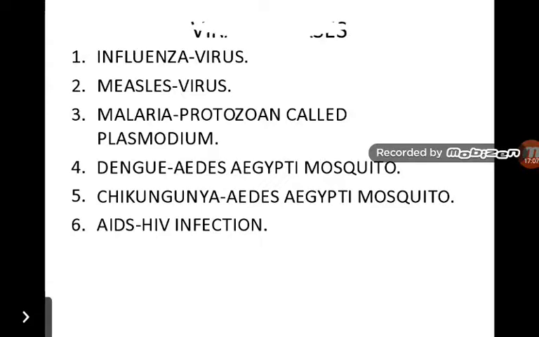These are some viral diseases and what causes them. First one is influenza, caused by virus. Second one, measles, caused by virus. Third one, malaria. Malaria is caused by protozoa and that protozoan is called Plasmodium. Plasmodium is a scientific name.